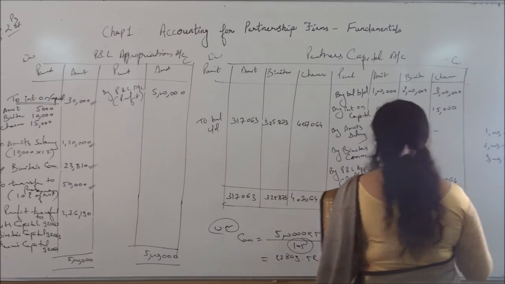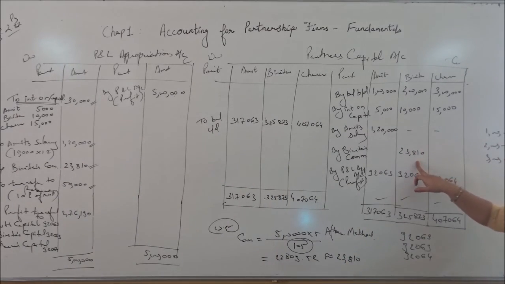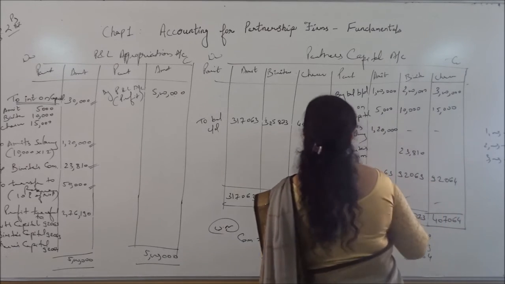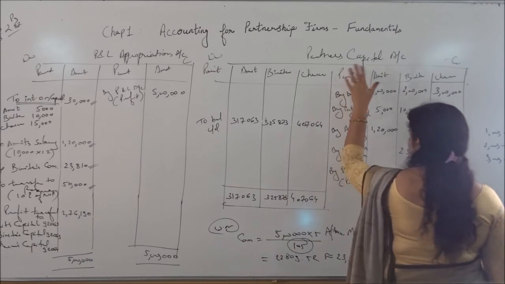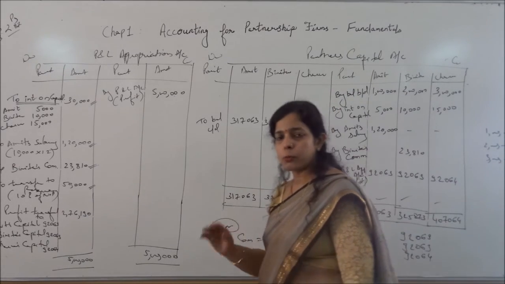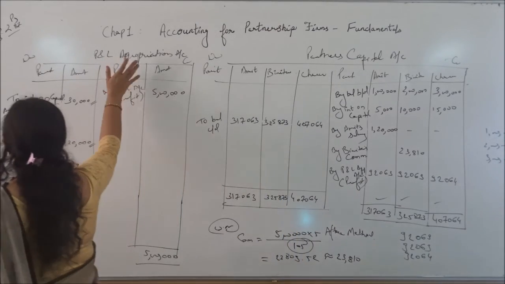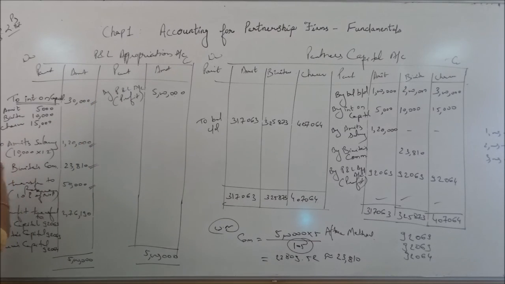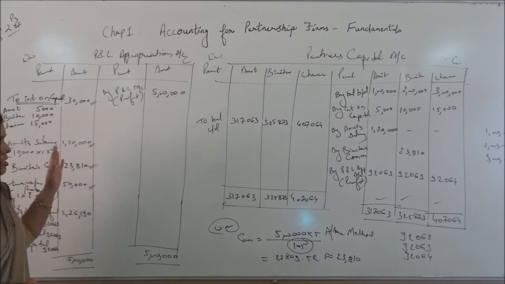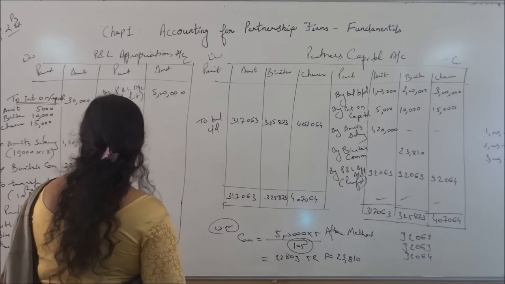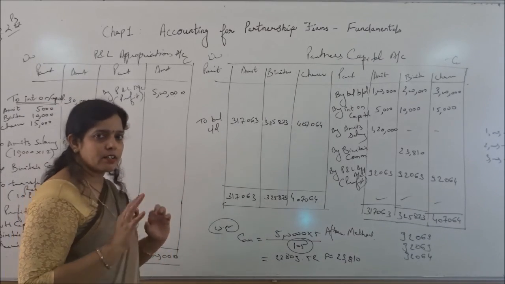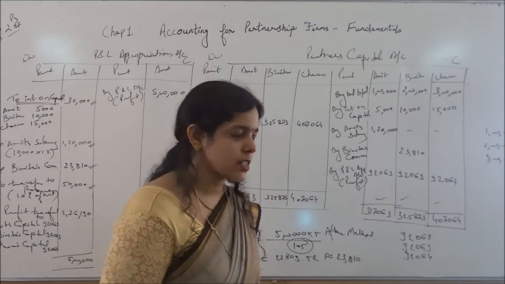Next one, please note it down. The commission entry will come. What will be the entry? You can see here who is getting it? Vinita is getting. So Vinita's commission account DR to Vinita's capital account 23,810, and here it will be P&L appropriation account DR to Vinita's commission, being commission transferred to P&L appropriation account, closing entry 23,810. Write the entry properly along with the narration always.